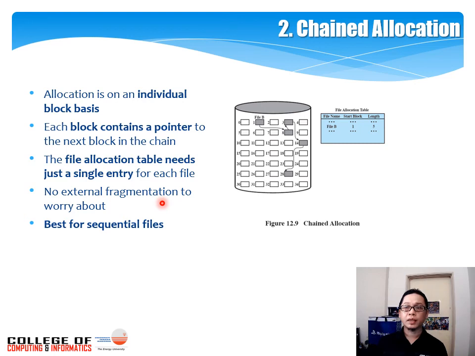So this is also best for sequential files, and this sequence of files can be collected into the file allocation table, and the allocation is given based on the need of the file size.